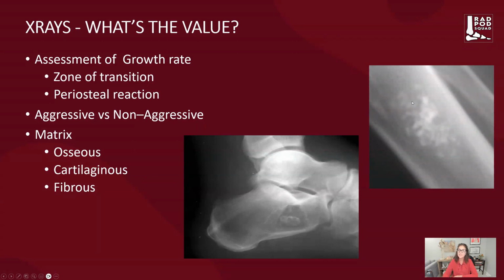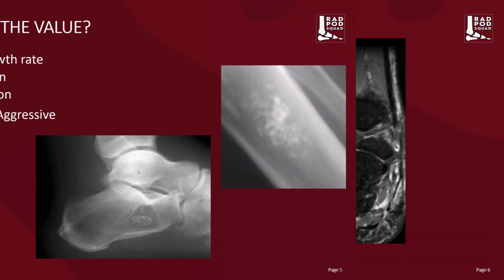In this case, we can see the stipple ring and arc type of chondroid matrix, as opposed to this. This is an intraosseous lipoma with a central calcification. So cartilage, we'll take a look at all of these features of different matrices.